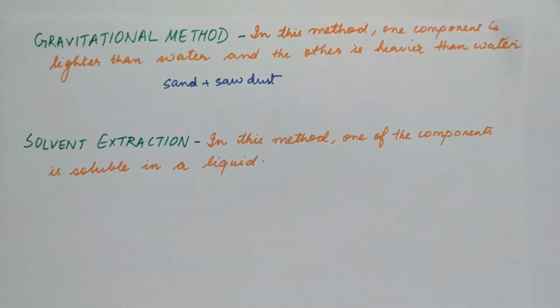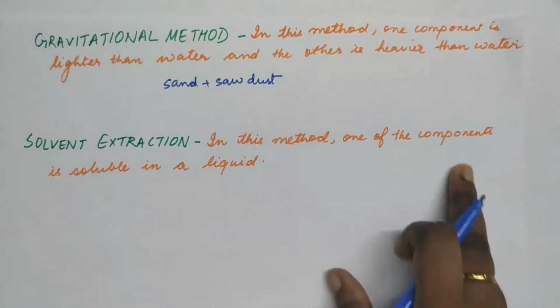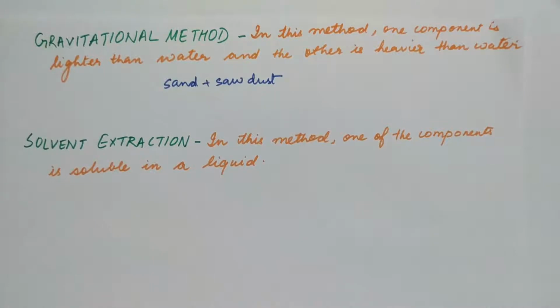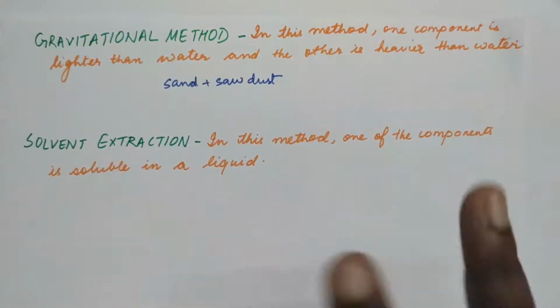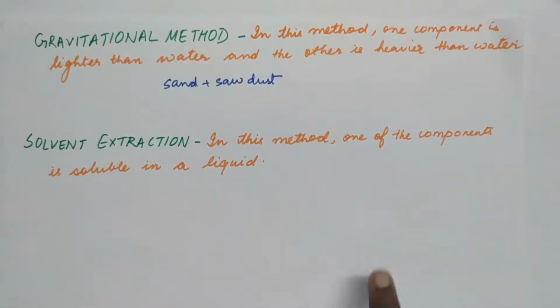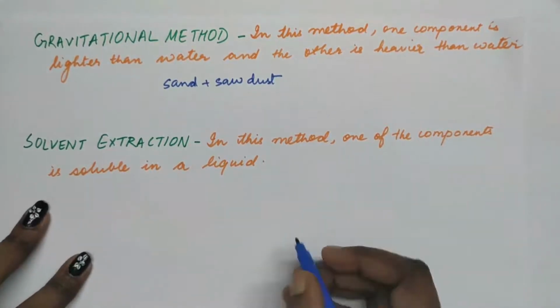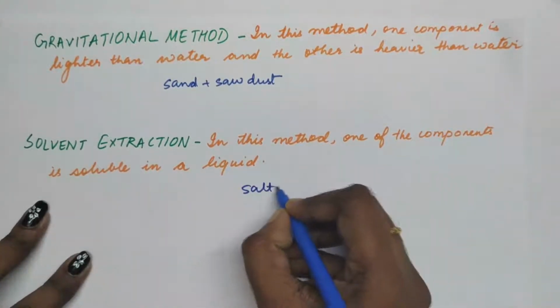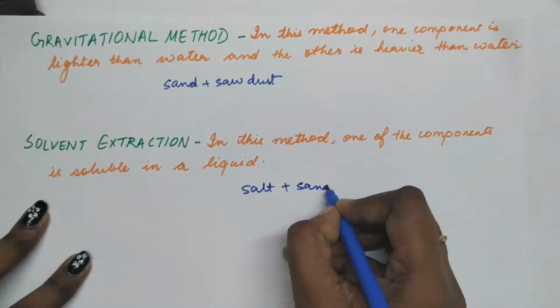Then comes solvent extraction. In this method, one of the components is soluble in a liquid. Again, we are talking about solids. So here we can say sand and salt. These both are solid substances.